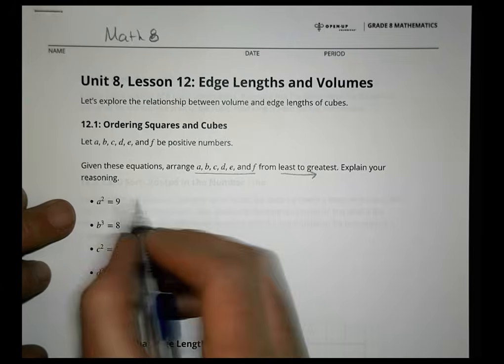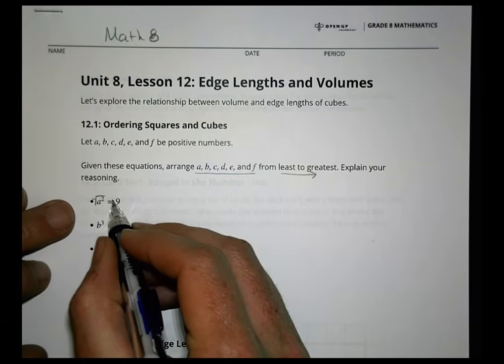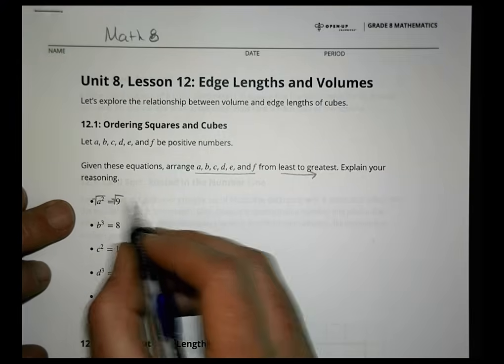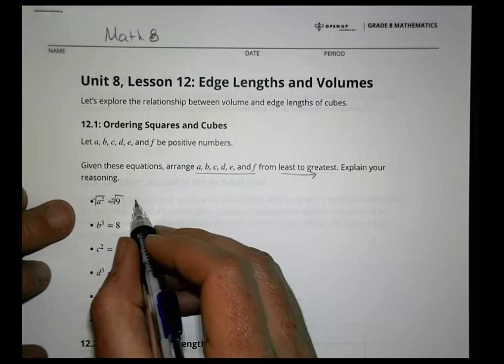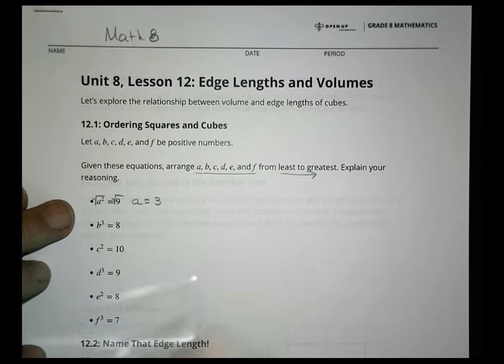Okay. So for the first one here, when we have a squared equals 9, if I consider the square root of both sides, I know that the square root of 9 is going to be equal to 3. So A already equals 3. That's not too bad there.